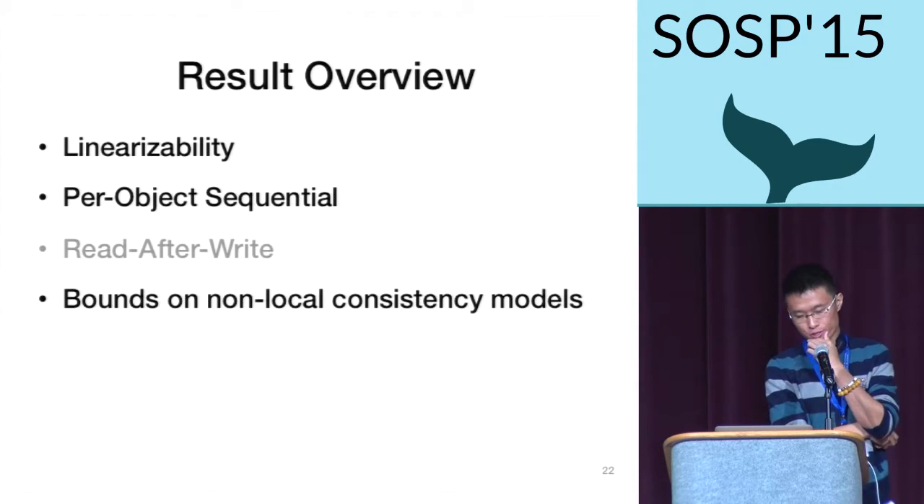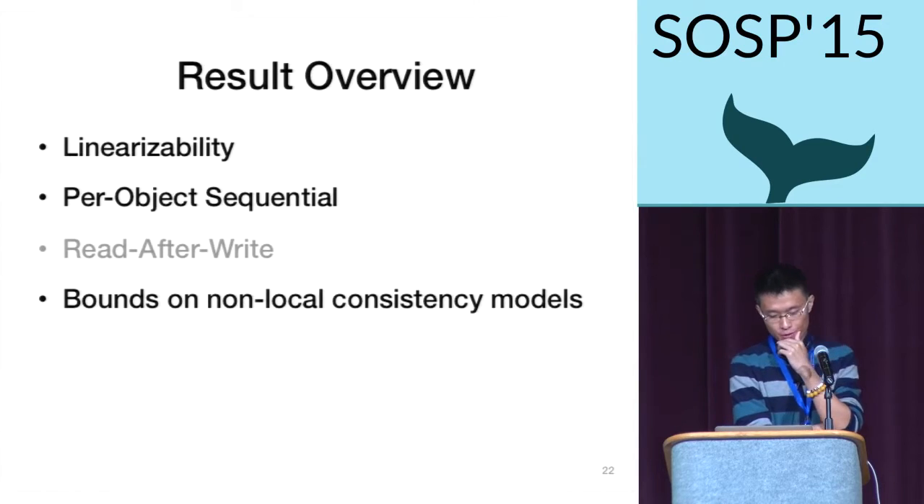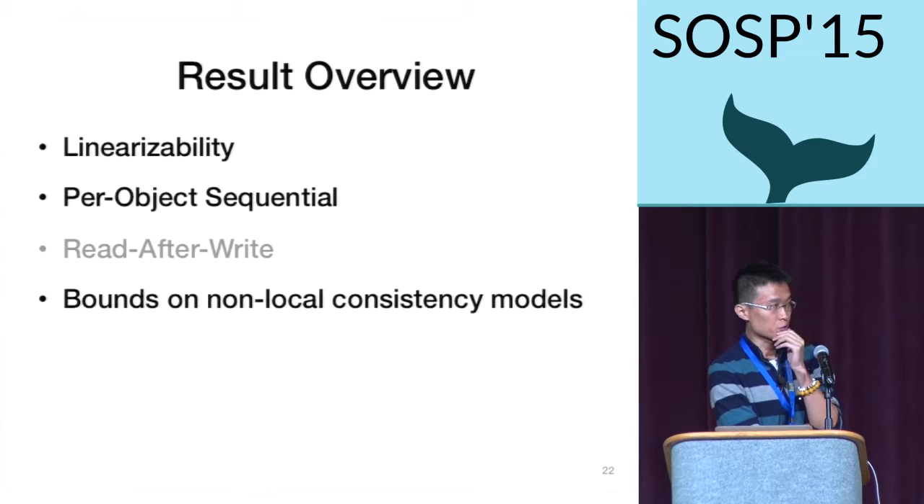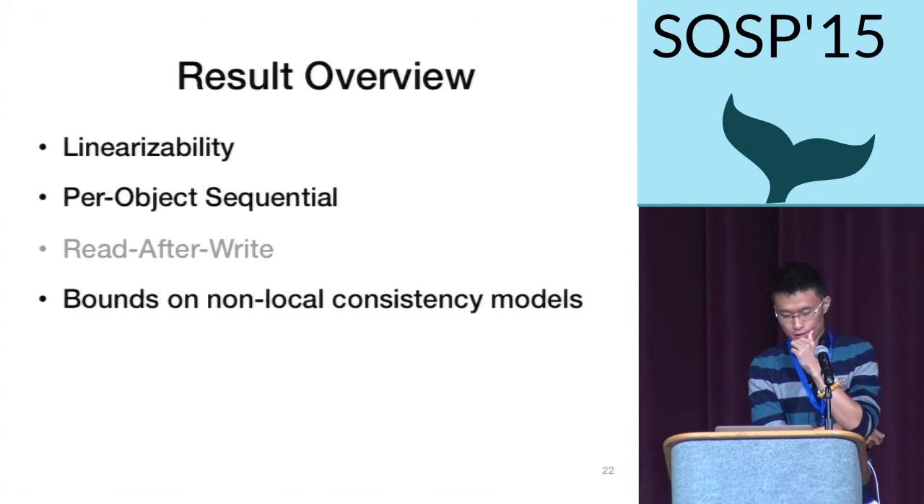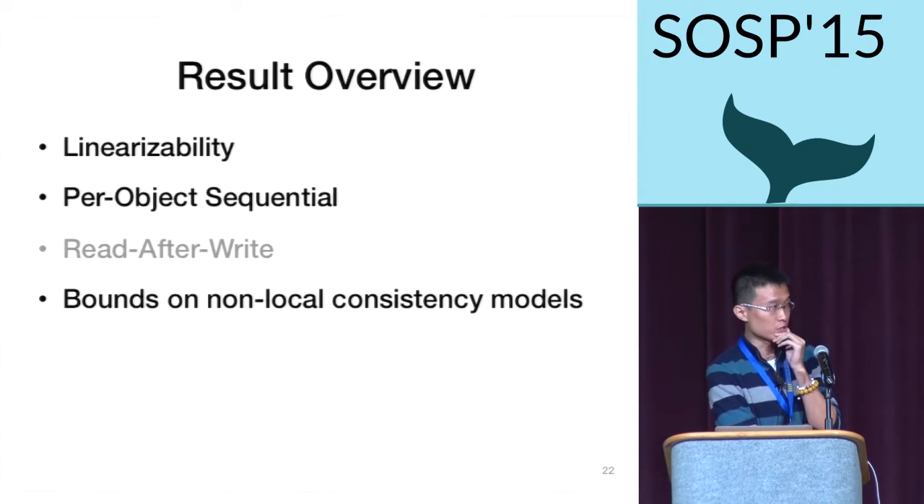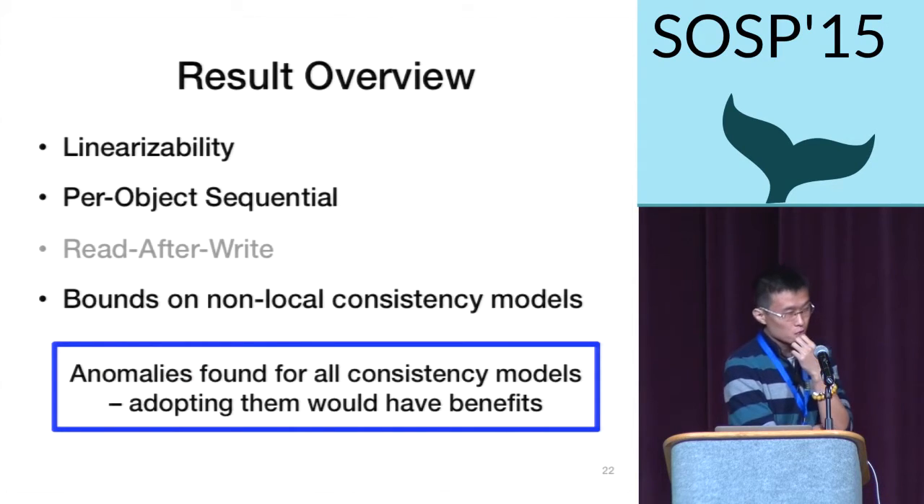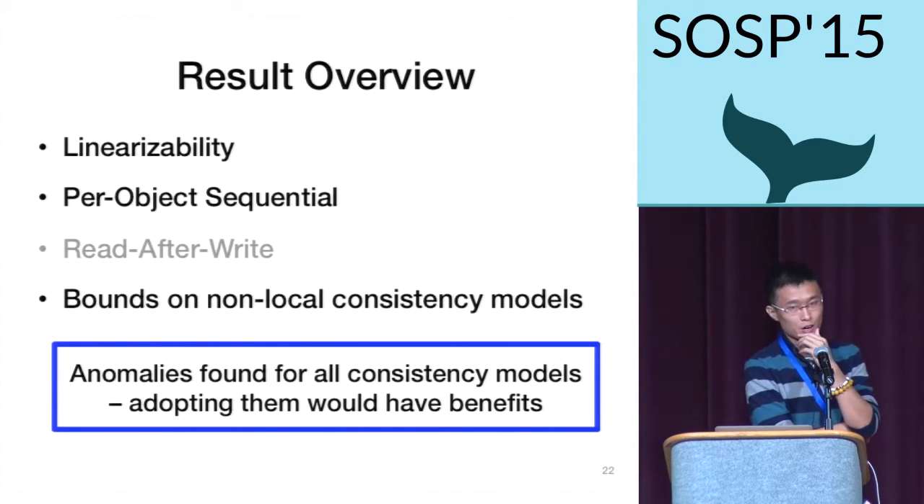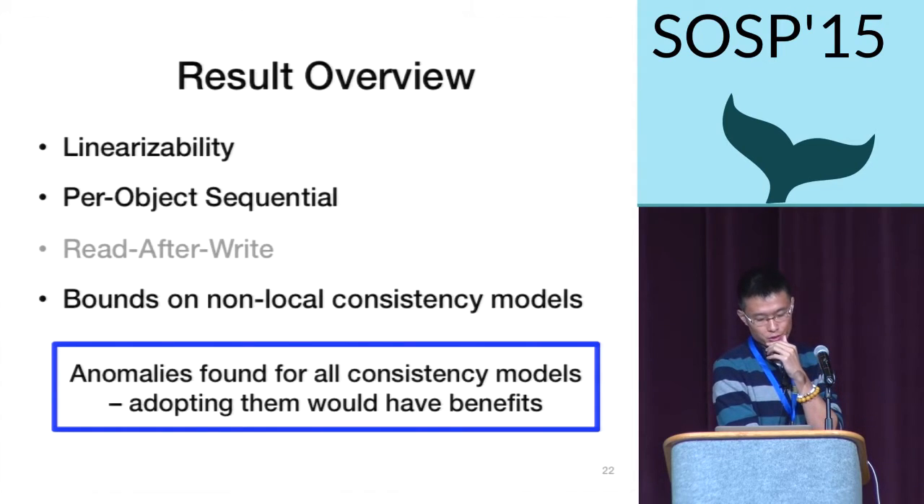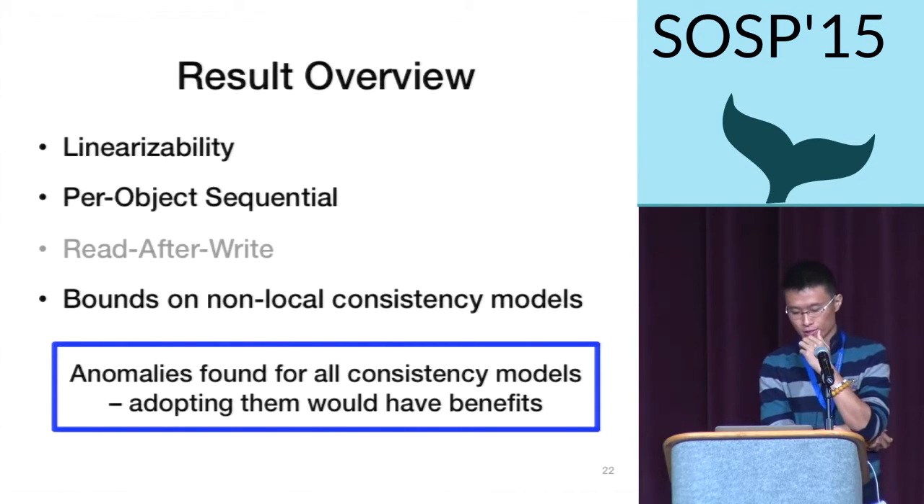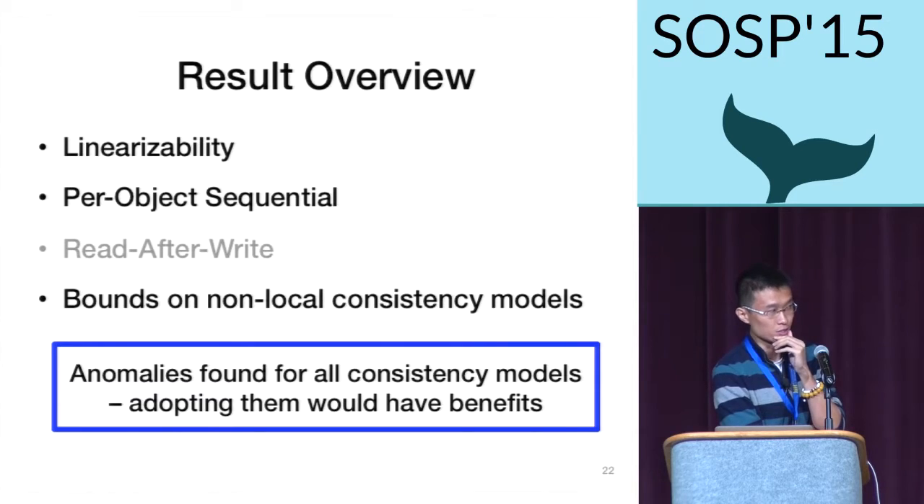Now I'm going to show some results. In our paper, we have results for all three consistency models we checked: linearizability, per object sequential, and read after write. And in this talk, I will only discuss the results for the first two consistency models. In addition, I will discuss how we use our results to infer the benefits of non-local consistency models. So one key takeaway is that we found anomalies for all three consistency models. So this means there exists the benefit of adopting any of those consistency models.